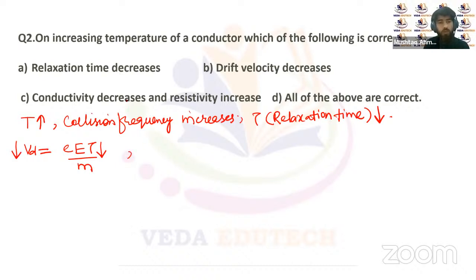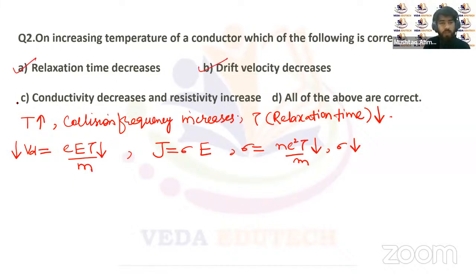Now the question is, what will happen to the conductivity? We know that according to the microscopic form of Ohm's law, J is equal to sigma E, where sigma is the conductivity, and it's given by n e squared tau upon m, where tau is once again the relaxation time. It means that upon increasing the temperature, the relaxation time decreases. If the relaxation time decreases, then the conductivity will also decrease, right? So this option is also correct. C option is also a correct option, because if the conductivity decreases, we know that resistivity is 1 upon conductivity.